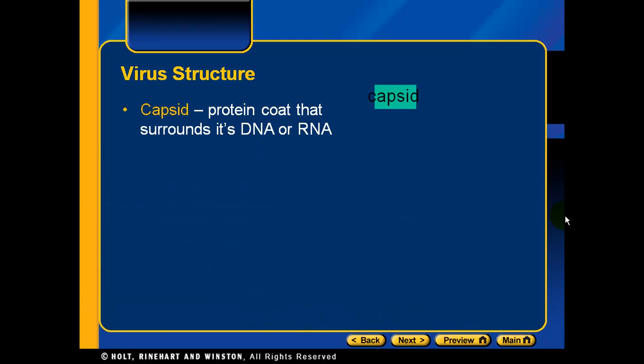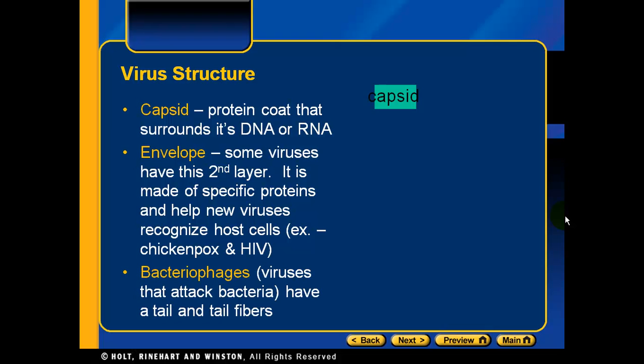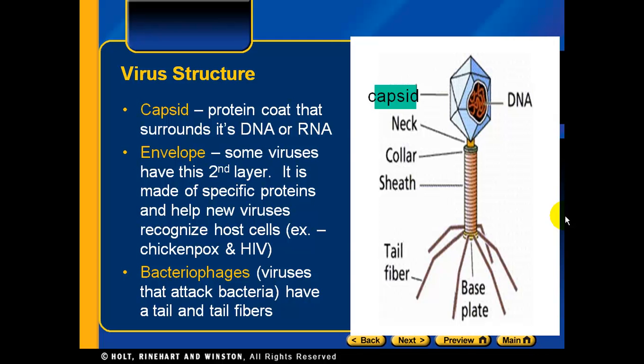Virus structure. There is a capsid. A capsid is a protein coat that surrounds the DNA or RNA. There is an envelope. Some viruses will have the second layer over the capsid. It is made of specific proteins and helps new viruses recognize their hosts. And bacteriophages will have a tail and tail fibers. Remember, bacteriophages are viruses that attack bacteria.